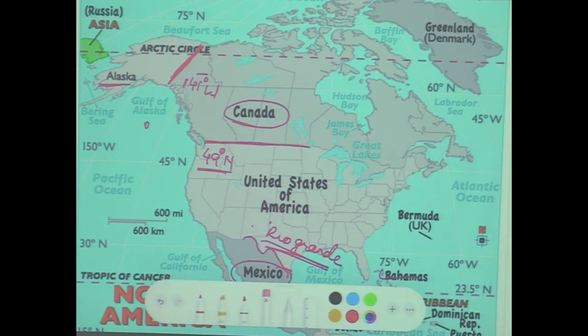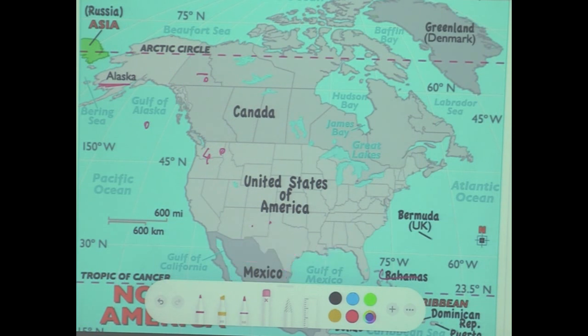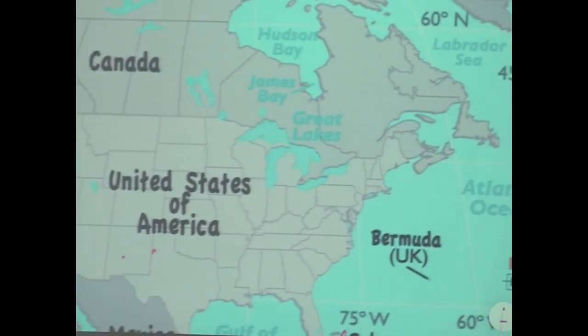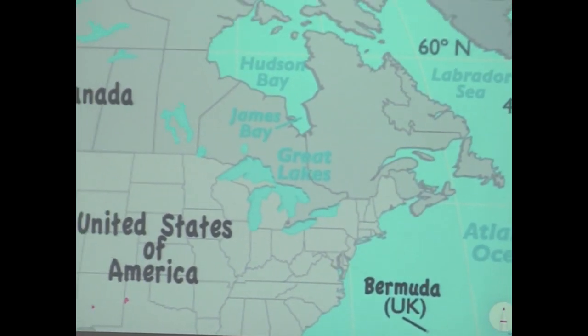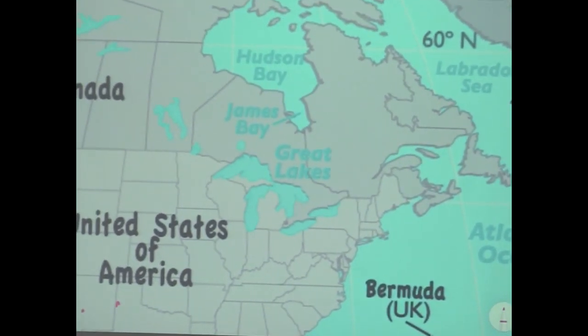So one more important thing that we can take in terms of location will be the Great Lakes. And if I have to first quickly name them, this lake which I have just shaded is called Superior. This lake which I am now shading is called Michigan.